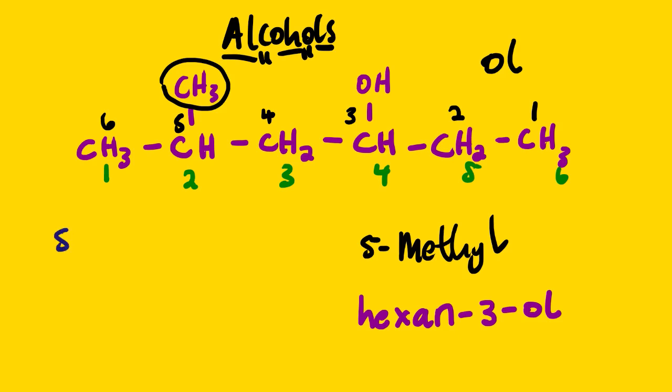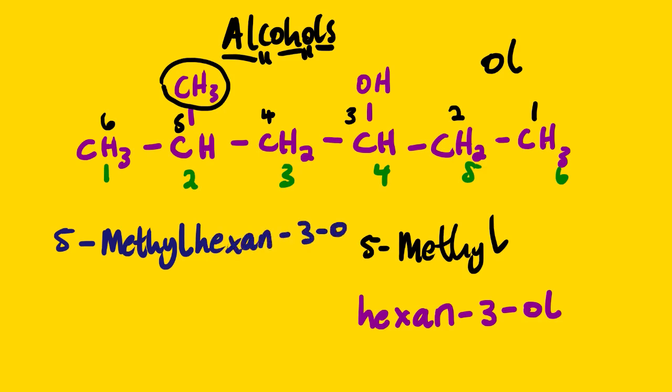So we have 5 hyphen. Remember that between numbers and words, there should be a hyphen. Between numbers and numbers, there should be a comma. So it's 5 methyl hexan 3 ol. And here we don't have a space, it's actually one word. So this is the name of this particular alcohol. And then this is example number 1. Let us go to example number 2.